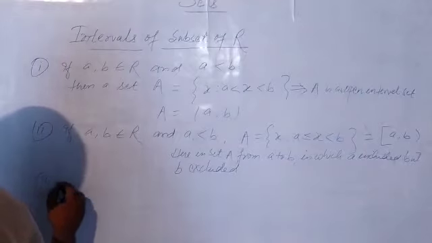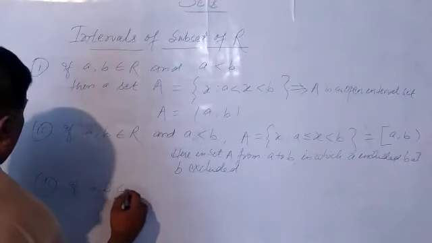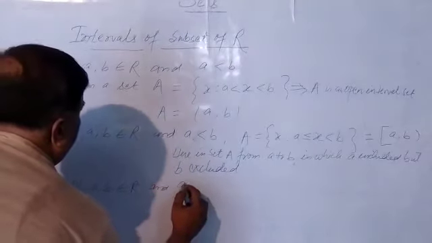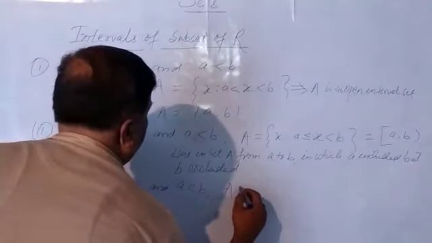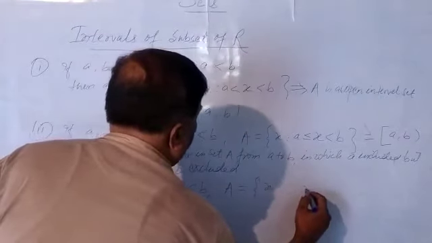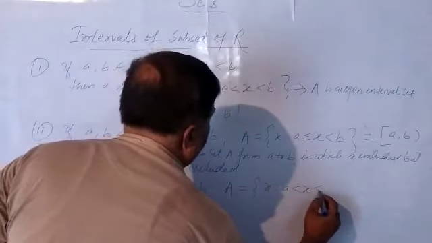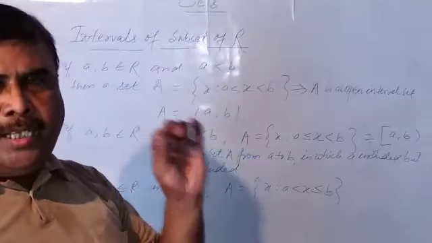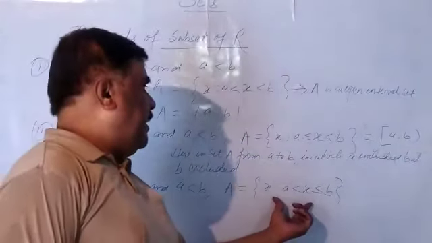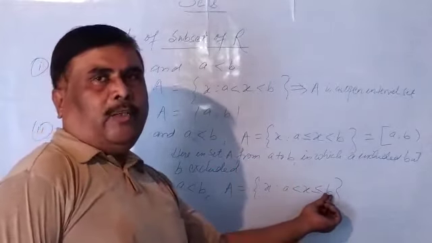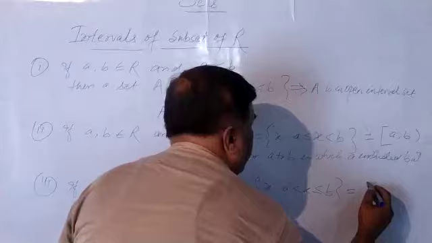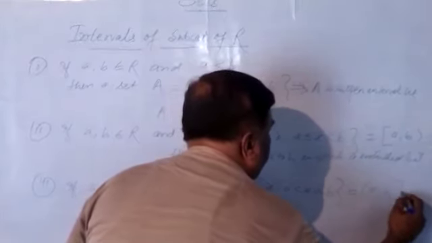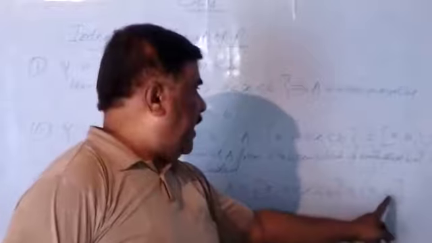Third, if a, b belong to R and a is less than b, then the set A where x is greater than a but less than or equal to b. Here this is also a set which has one end open and the other end closed, and in this set a is excluded, b is included, and symbolically we write this as (a, b]. Here we use a large bracket at the end of b, where b is included.